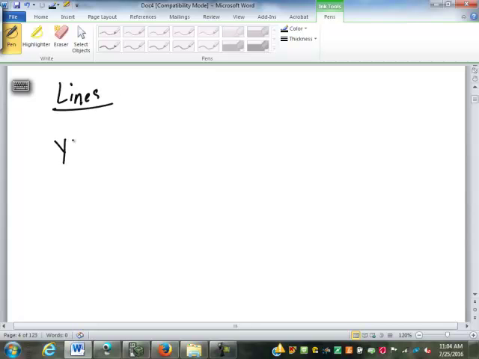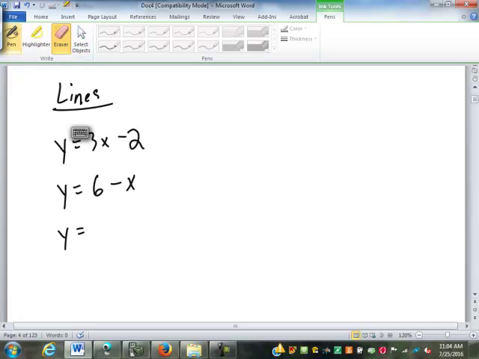What do we have? y equals 3x minus 3. We had y equals 6 minus x minus 2. Okay. 3x minus 2. Then what was number 6? 3 plus 3x? Is that right? Number 5, sorry. And then number 10 was y equals 3/4 x minus 4.